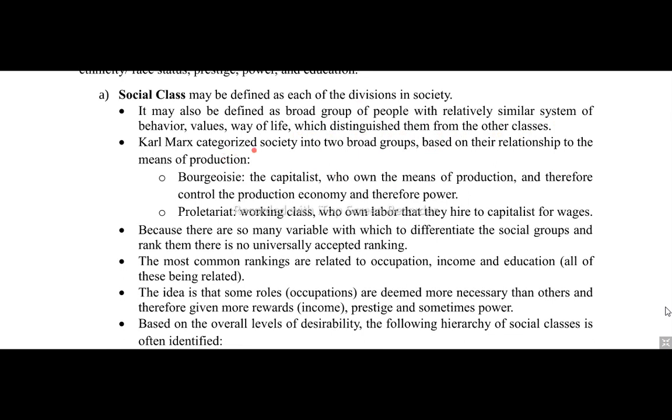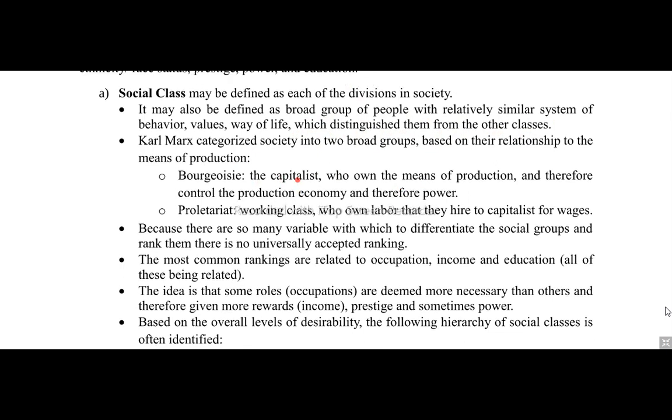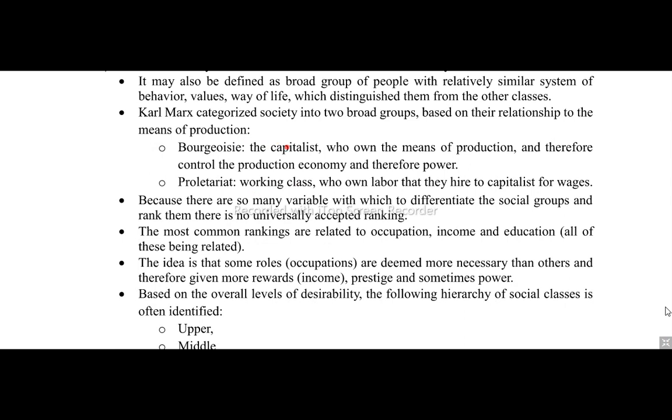Karl Marx categorized society into 2 broad groups based on their relationship to the means of production. This was done especially in the old system of society, old civilization. The bourgeoisie, that is the capitalists, who own the means of production and therefore control the production, economy, and therefore power.